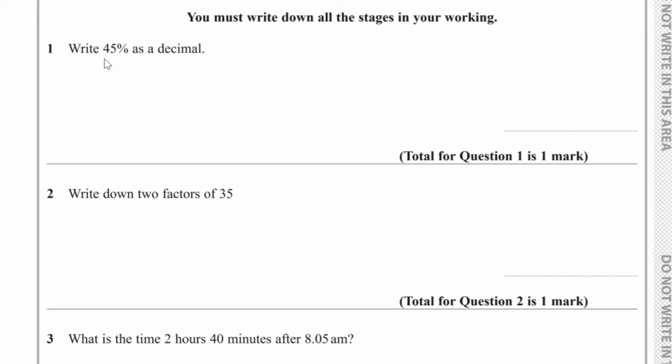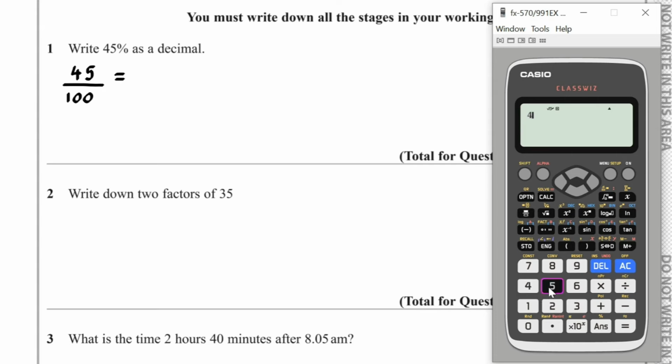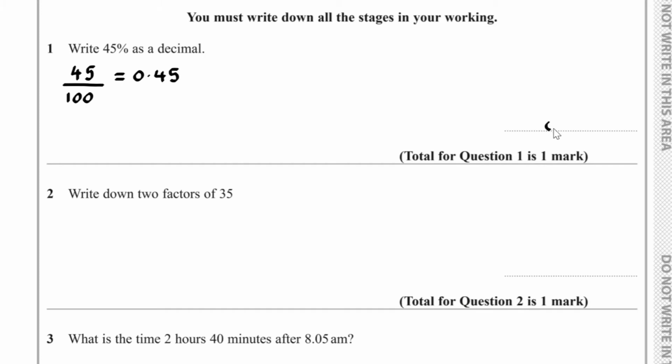Question number 1, we have to write 45% as a decimal. Percentage means out of 100, and so we have here 45 out of 100, and if I work out what this is as a decimal, we get 0.45. So 45% as a decimal is 0.45.